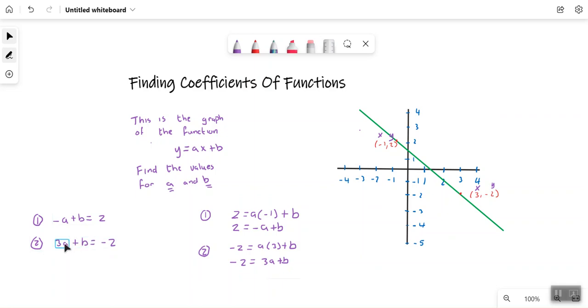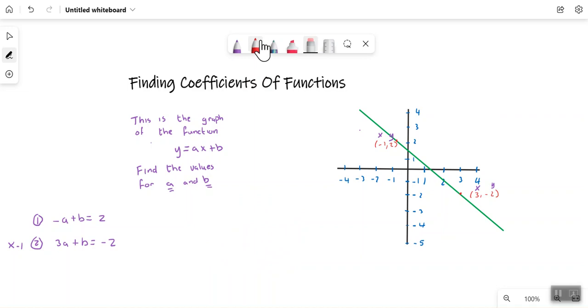So what we could do is multiply everything in equation 2 by -1. If we multiply this by -1, we can then rewrite it. Let me just rub this out, because we don't need this now.